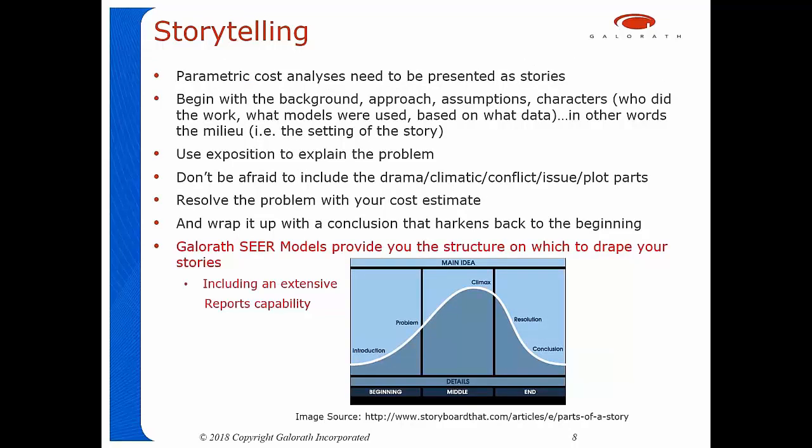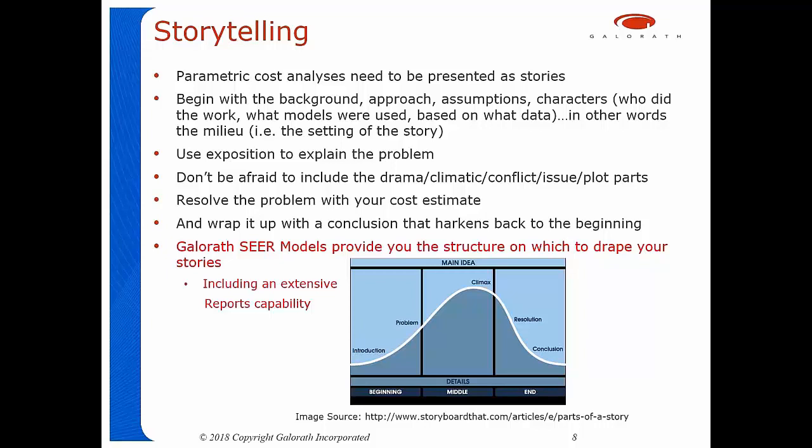So I don't remember when in my 45 years I discovered this bit about storytelling, but I know it was early on when I noticed that things just seemed to go better if you had a storyline to your cost briefings and your cost reports. So my advice to you is to think seriously about communicating your cost analysis as stories.